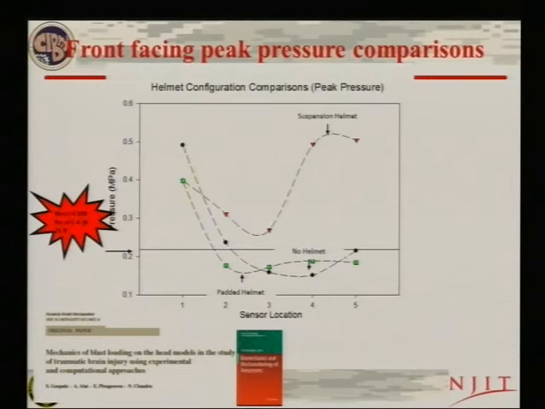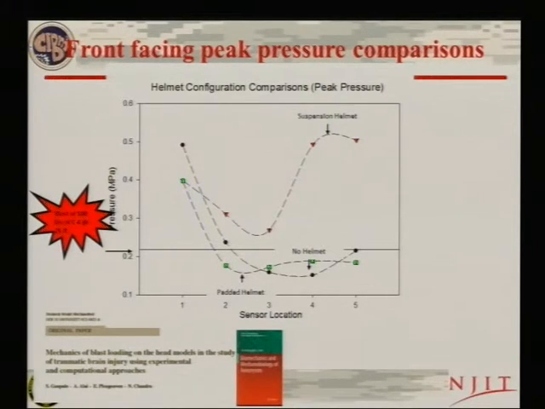Okay, the next curve is an interesting curve which I think was very useful. This particular data shows you, if you do not have any helmet, what type of protection it gives. This is the black dot. This green dot tells you what happens if you have a good helmet.